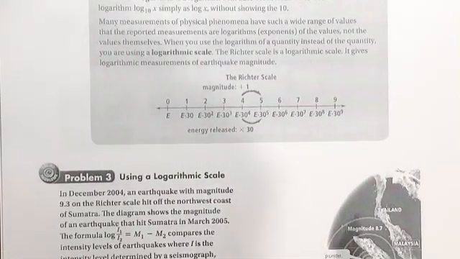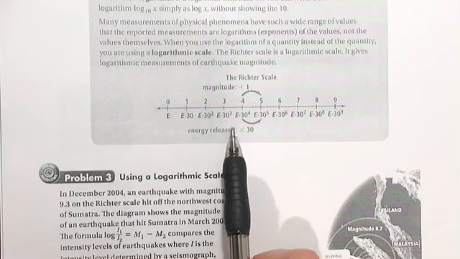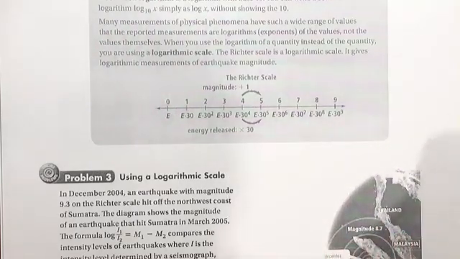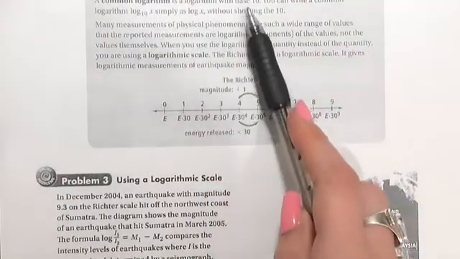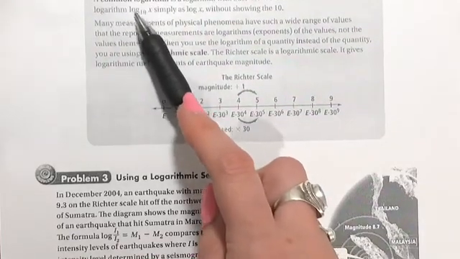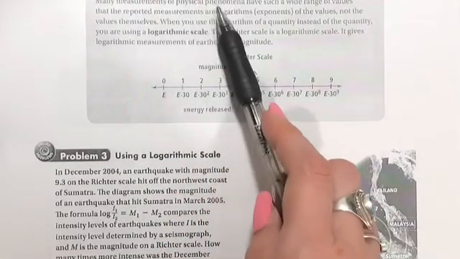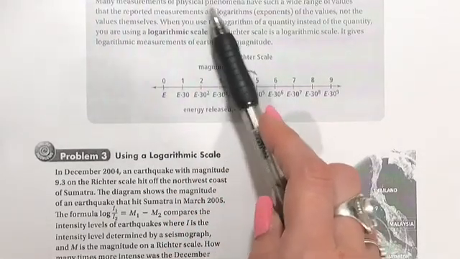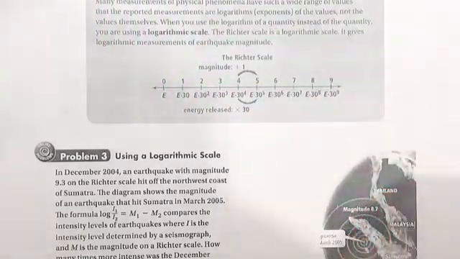So when we're going through these earthquake scenarios, you can figure out the difference in strength, or how much energy is actually being released in the earthquake, by doing logarithms. Remember, though, a common logarithm is with a base 10. We just don't write the base because we're lazy. So instead of doing log base 10, we just do log of x. Because many measurements of physical phenomena have such a wide range of values, the reported measurements are logarithms of the values, not the actual values. Again, it makes it a smaller scale, which is easier to work with.